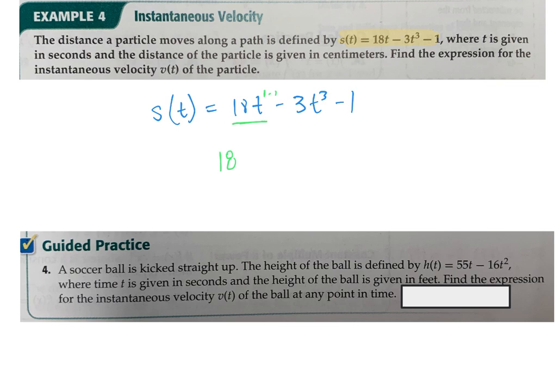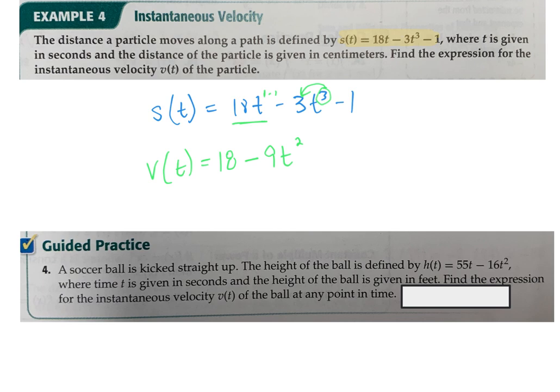So anytime you have just 3x or 5x or 8t, your derivative is just going to be the coefficient, all right, because it's to the first power. So 18 minus, and then 3 times 3 gives us 9. Drop one of your exponents, t squared. This is my velocity function here. 18 minus 9t squared. Velocity from position.